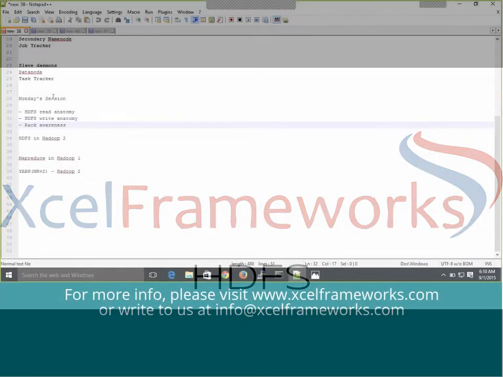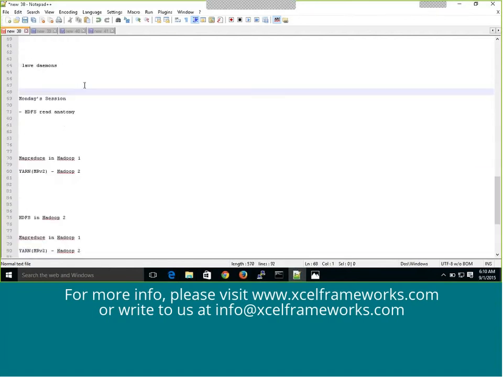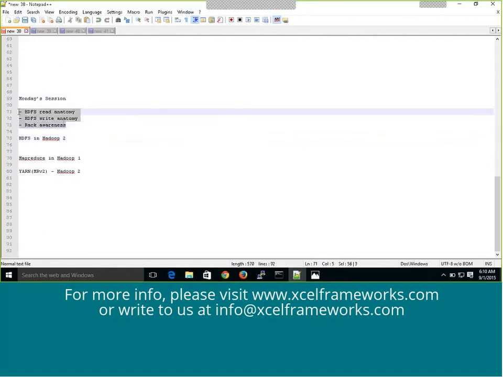This session, we'll go a little deeper and try to understand read anatomy, write anatomy, rack awareness, and what are the differences between Hadoop 1 and 2, and Hadoop 1 and MapReduce in 1, and what are the primary differences with Hadoop 2. This is a little bit different. The approach I'm taking right now is leaning more towards Hadoop 2, because industry is moving towards Hadoop 2 and most of the people are in fact implementing Hadoop 2.